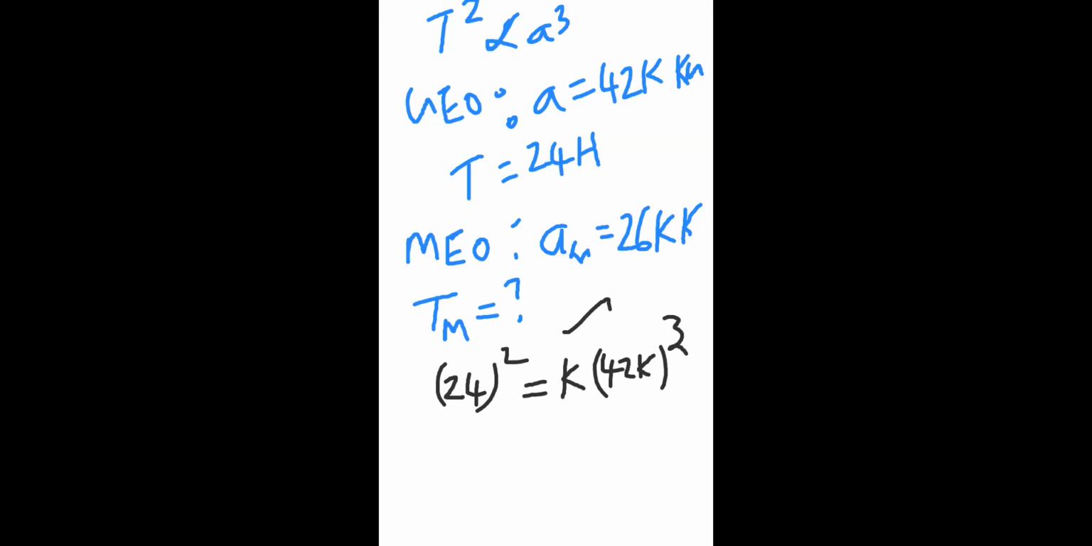What I need to find is Tm. So Tm is equal to K into the orbital radius cubed. What is that orbital radius? It is 26,000 kilometer, whole cube. Now you know the value of K. Can anybody quickly tell the answer? K is equal to 24 square divided by 42 cube. Just a substitution.